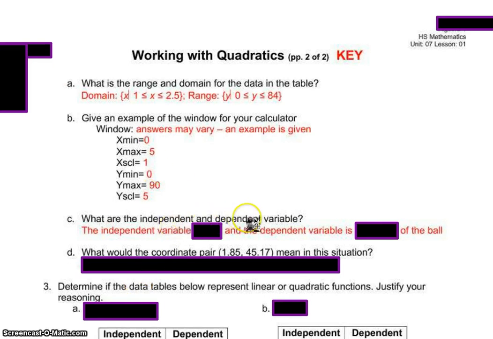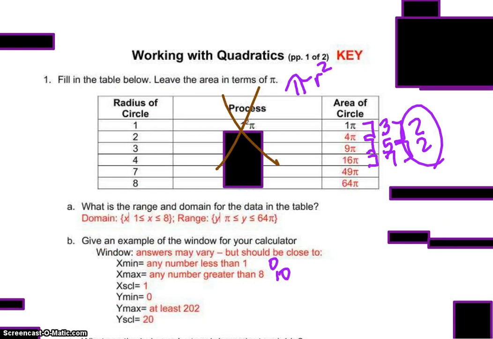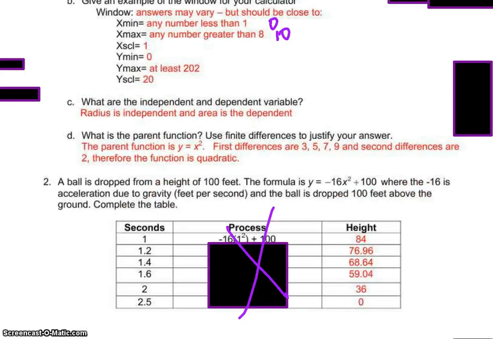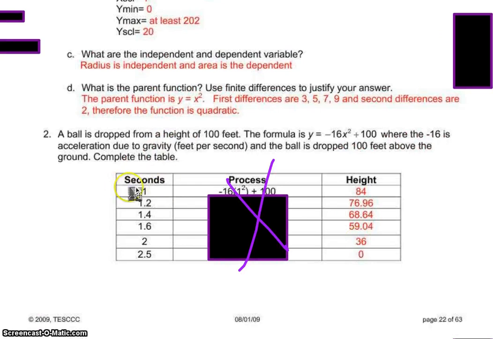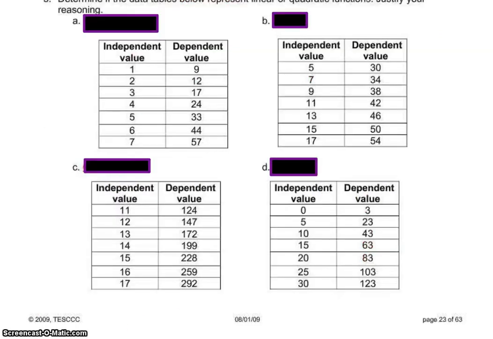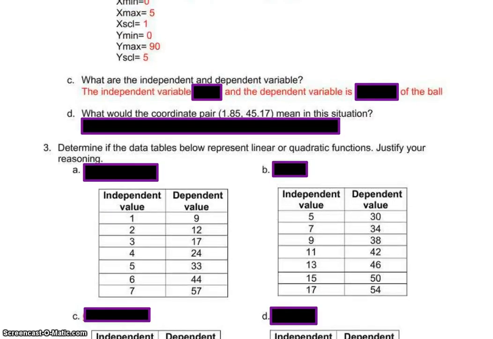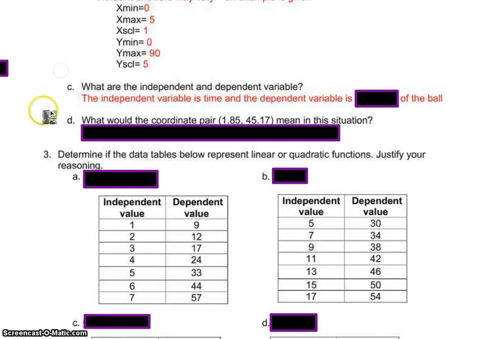So what are the independent and dependent variables? Remember, the independent variable is the word above the left side of your table. So if you go back and look at the left side of your table, and look above it, it says seconds. The right side says height. Go ahead and keep that in mind. So your independent variable is time, or seconds would be fine. Your dependent variable is the height.